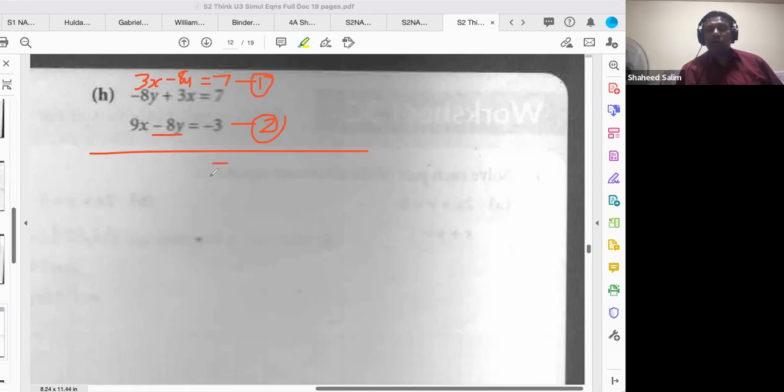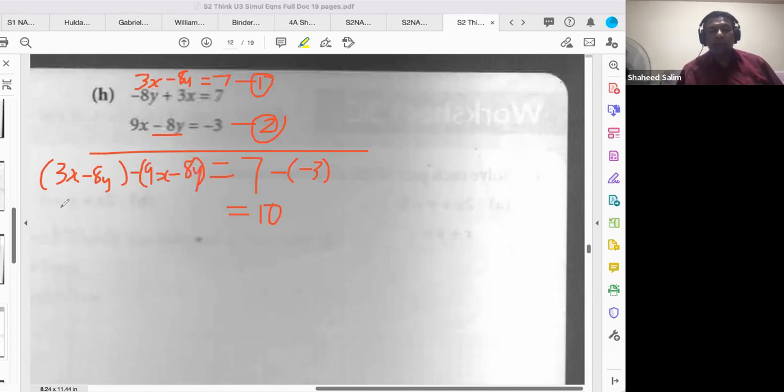So this side is 7, right? 7 minus, but this is minus 3, so what do you get? 7 plus 3, minus times minus is plus, equals 10. Down here, 3x minus 9x. You can put it like that. If you want to be safe, you put a bracket, which is the safest way of doing it. Put the first bracket 3x minus 8y, minus the second bracket 9x minus 8y.